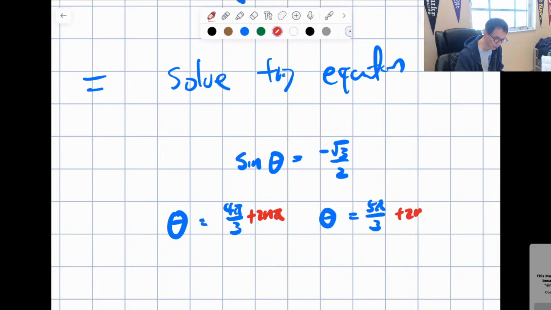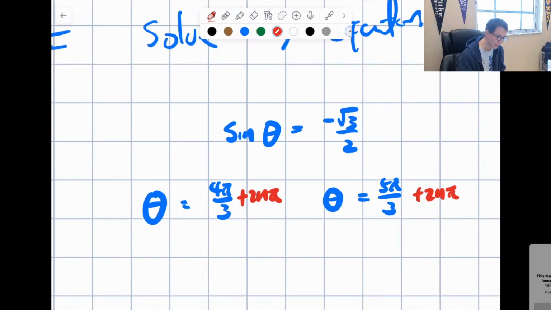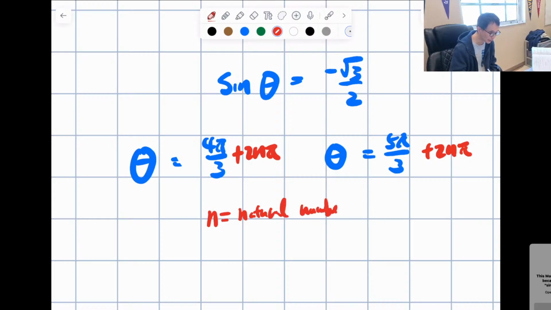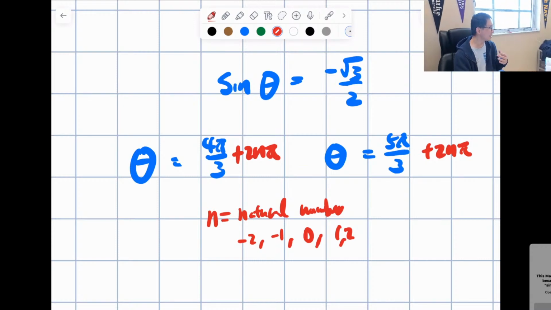That's the period. So what does n stand for? N usually stands for natural number, but in this case, it's any counting number. So it could be like -2, -1, 0, 1, and 2. Why is that? Because it reaches that answer every single time. So think about it, this is an infinite amount of answers.